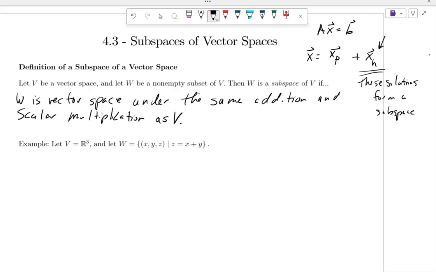So a lot of the stuff that we're doing with subspaces goes back to how we can describe systems of linear equations. That's the whole point. Okay. All right.